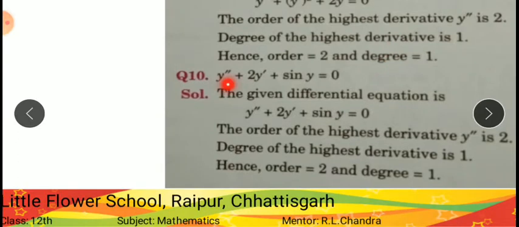See, this is y double dash plus 2y dash plus sin y is equal to 0. You can see this is sin y, but it is not containing any sin dy by dx, that is derivative. Therefore, this is a polynomial. But what is its highest order? See, this is second derivative. Y double dash means d2y by dx2. It means order is 2. And what is its power? Whole power. Its whole power is 1. That is degree is 1.